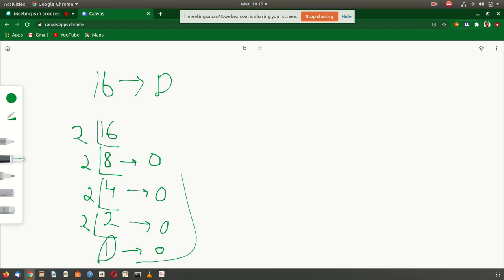Answer is complete. Then you have to write the answer starting from below. Starting from this 1, then 0 0 0 0. So the answer is 1 0 0 0 0, that is 4 zeros. This is the binary number for 16.